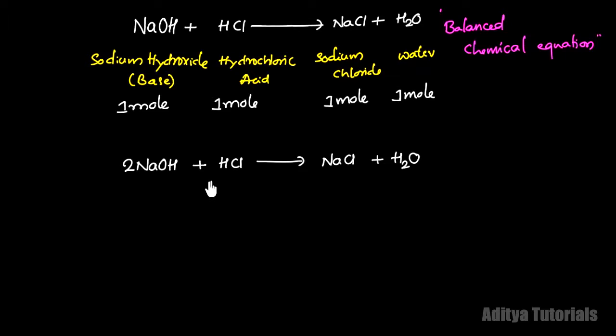And we have to check which one is the limiting reagent and which one is the excess reagent. In this case, we have 2 moles of sodium hydroxide reacting with 1 mole of HCl and producing 1 mole of NaCl and 1 mole of water. But in this reaction 1 mole of sodium hydroxide requires 1 mole of HCl. So in this case 2 moles of sodium hydroxide require 2 moles, but it is given only 1 mole.